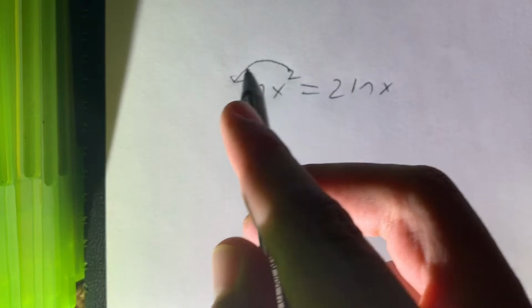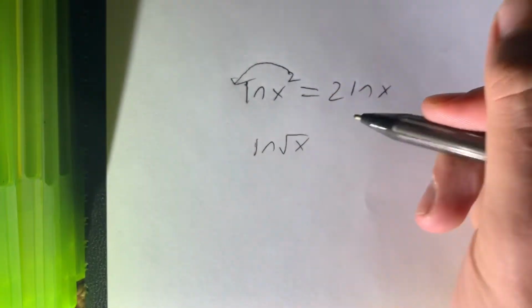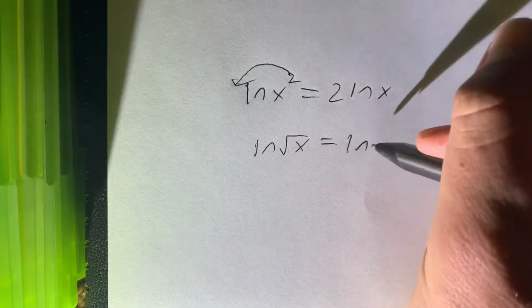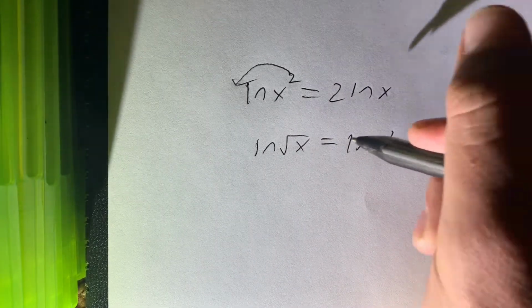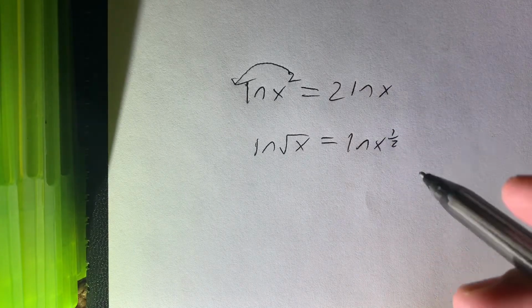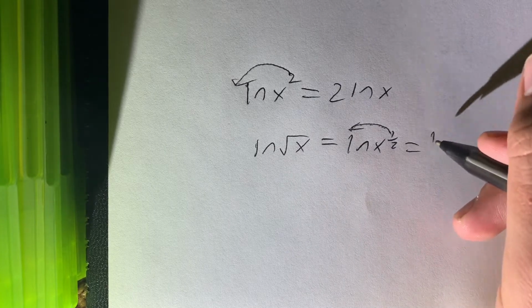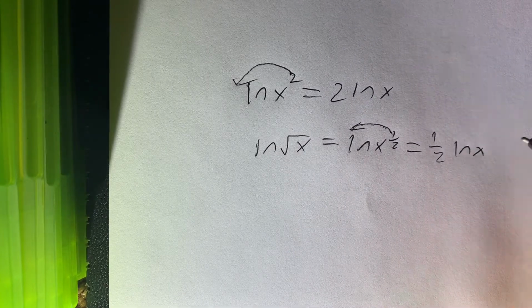Doesn't matter what the exponent is. We could have ln of, say, square root of x, which is also equal to ln of x to the 1/2, if you didn't know that. Square root is the same as multiplying or raising a number to the half power. We can bring that down as well. So this is equal to half ln of x.